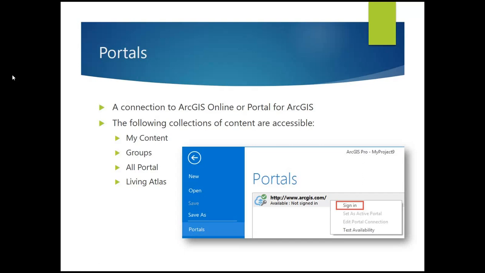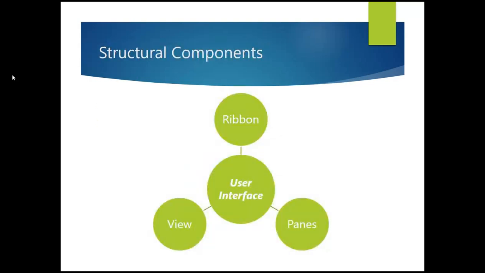Now, let's take a look at some of the structural components of ArcGIS Pro. The user interface is made up of three different things. You have your ribbon, your view, and your panes. These are the three main structural components that make up the layout of ArcGIS Pro. This next graphic that I'm going to show shows the main layout of ArcGIS Pro.